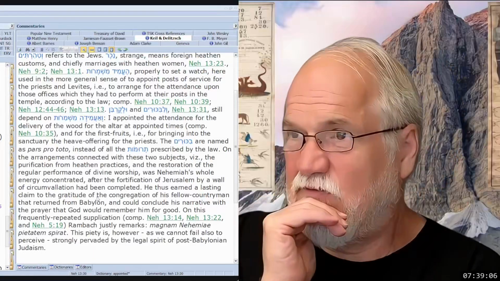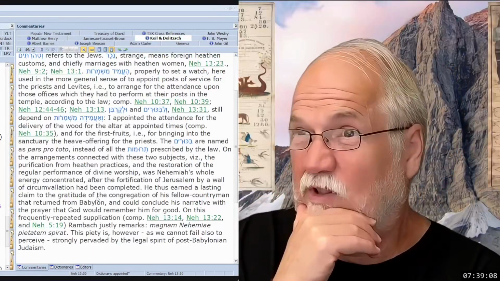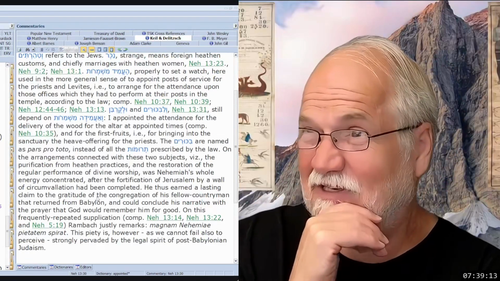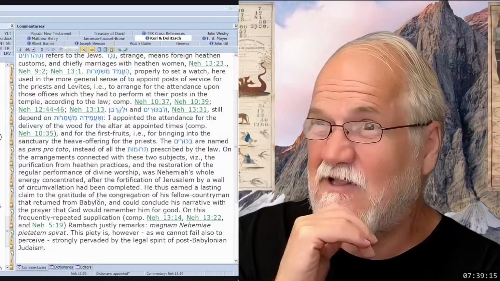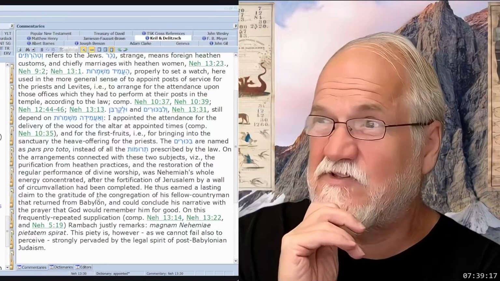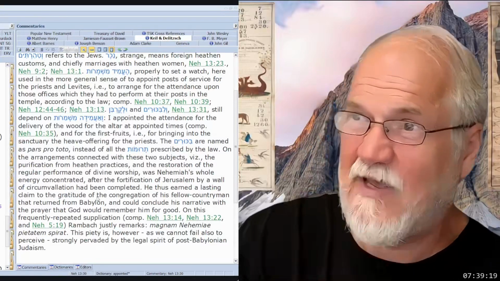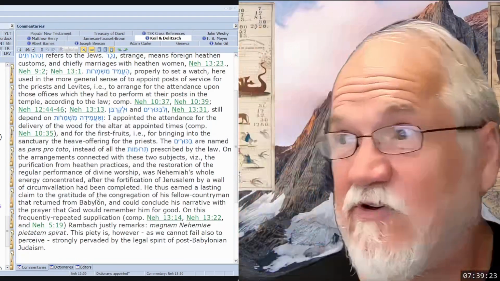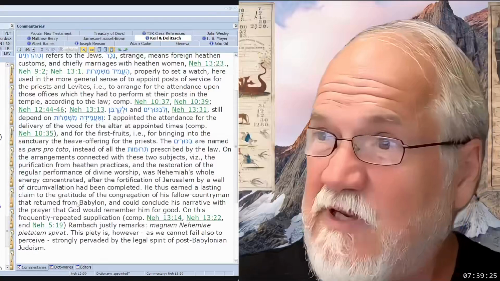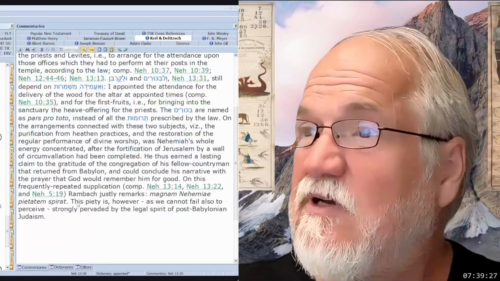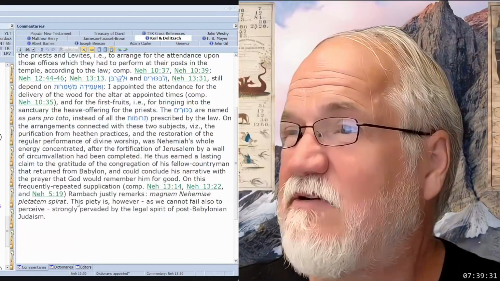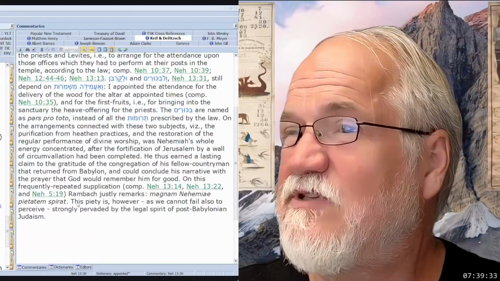After the fortification of Jerusalem by a wall of circumvallation had been completed, he thus earned a lasting claim to the gratitude of the congregation of his fellow countrymen that returned from Babylon, and can conclude his narrative with the prayer that God would remember him for good. On this frequently repeated supplication, Rabbi Josiah remarks, this piety is, however, as we can fail also to perceive.